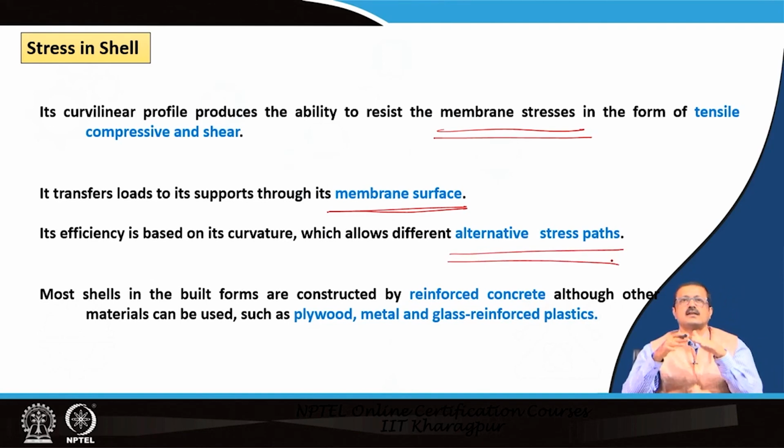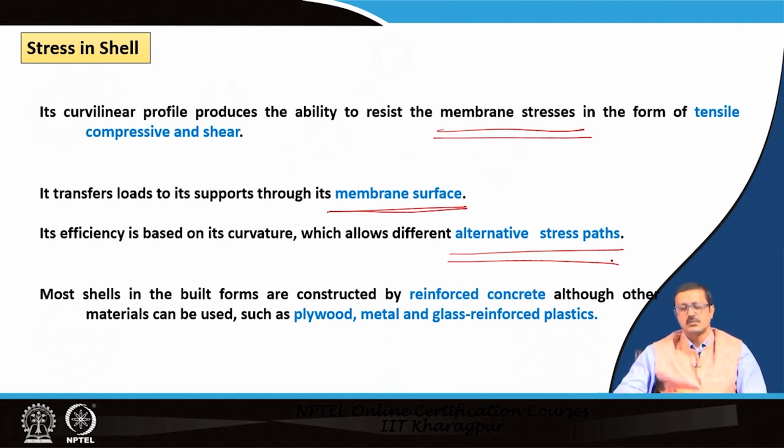Suppose there is a shell and there is some kind of structural imbalance, because of some kind of differential settlement or whatever. It will give you an alternate stress path, which is also very important, as and when any structural system can be disturbed because of wind, or maybe a cyclone, or maybe an earthquake or something like that. So, the shell also has an advantage in that.